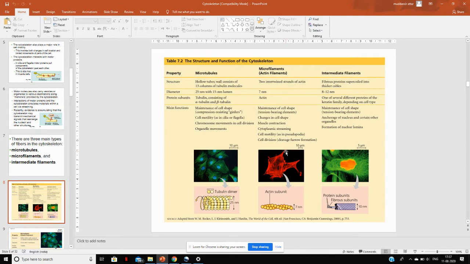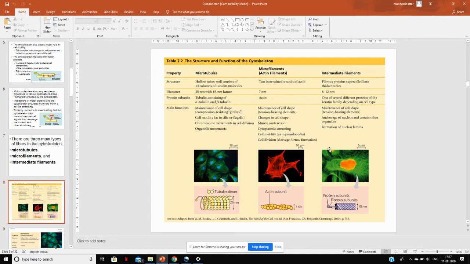Cytokinesis followed by karyokinesis followed by cytokinesis. The cytokinesis will be done with the help of microfilaments, preferably. Okay. And intermediate filaments will have the function of maintenance of cell shape. There are also tension bearing elements and anchorage of the nucleus and certain other organelles, which will be undertaken by intermediate filaments. Okay, then formation of nuclear lamina. That means the nuclear envelope will also be undertaken by the intermediate filaments.